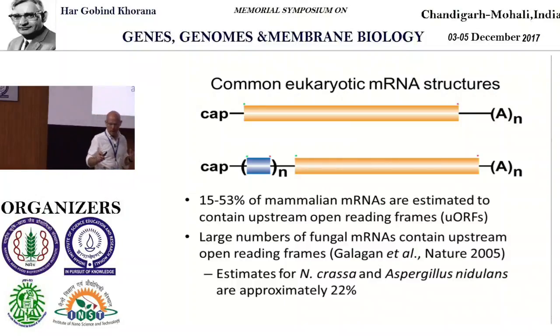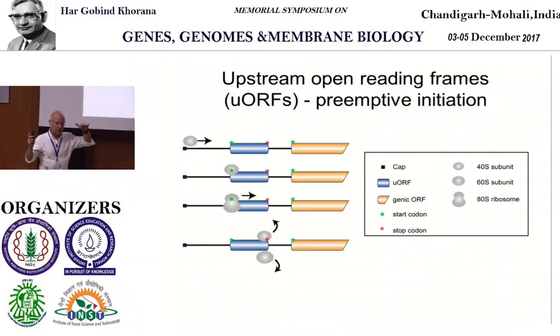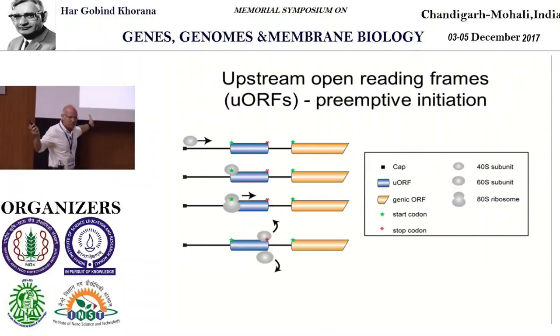Obviously, they could have coding capacity, but they certainly have regulatory capacity. First, because of the nature of scanning, you could simply reduce downstream initiation by putting in some upstream initiation. So I'll simply call this preemptive initiation. If you initiate here and you don't have an efficient reinitiation mechanism, and we'll come to that, then basically you reduce downstream gene expression. That's kind of like the de facto one way it could work.